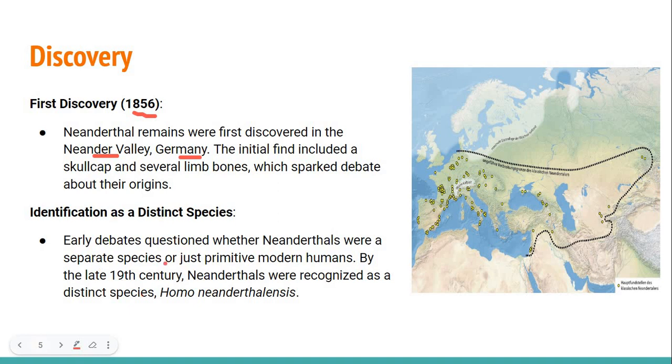Now, when were they identified as a distinct species? Early debates questioned whether Neanderthals were a separate species or just a primitive modern human. But in the late 19th century, Neanderthals were recognized as a distinct species, and it was named Homo neanderthalensis.